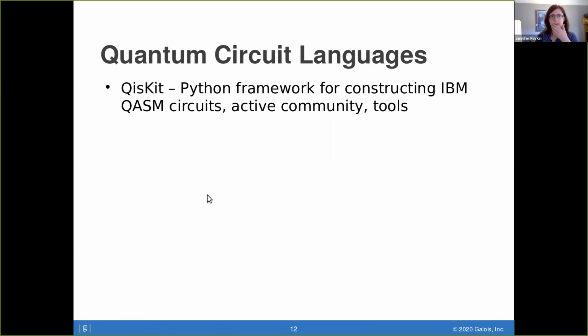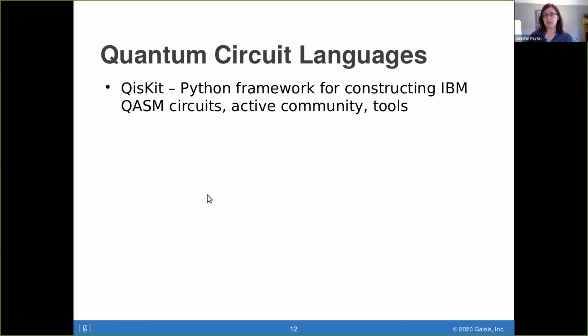One of the most popular is Qiskit, which is IBM's Python framework. This is a language that is essentially a Python library, a Python framework that lets you write a Python program that will construct a circuit. So this is an embedded language essentially, and the benefits are that you can use these high-level features of Python in order to combine circuits together to build up a large program.